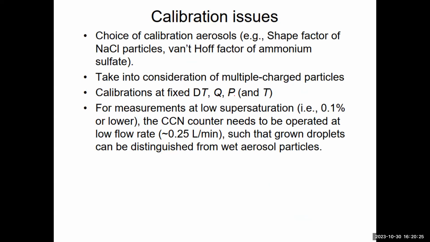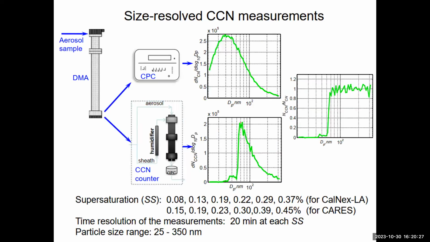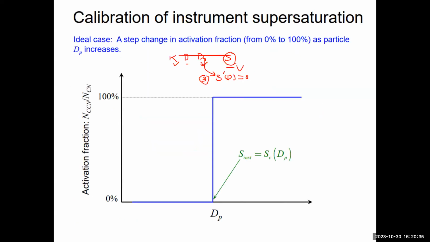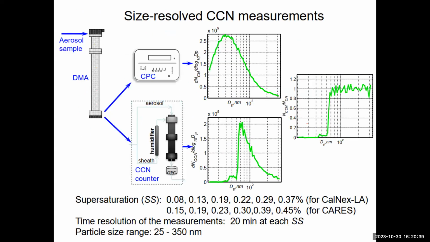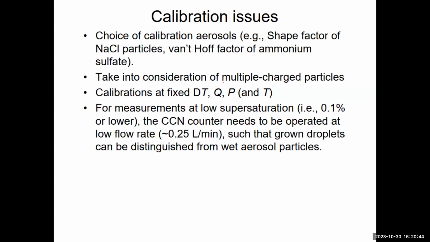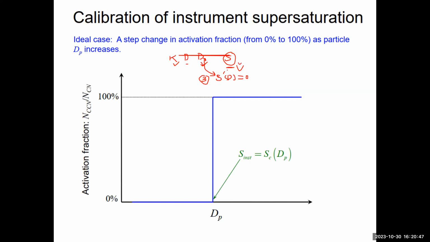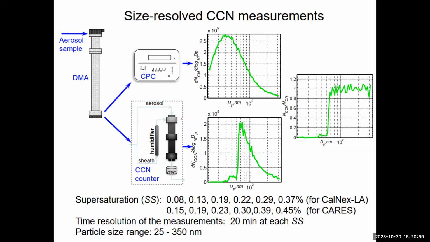We're just going to quickly skip through these. People also use the size-resolved CCN measurements, after you calibrate the instrument, to find out the actual supersaturation. Then you can do this measurement for ambient aerosols to find out their kappa values. If you know the S, the dry size, and the critical supersaturation where they get activated, then you can find out the kappa value. So it's the other way around.